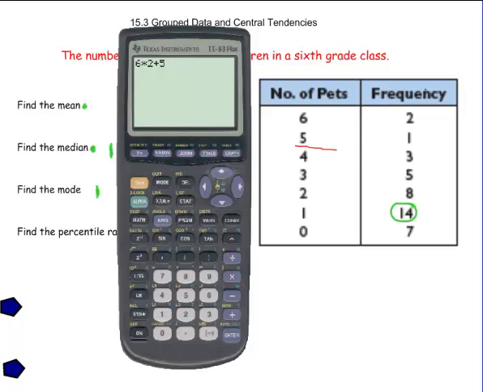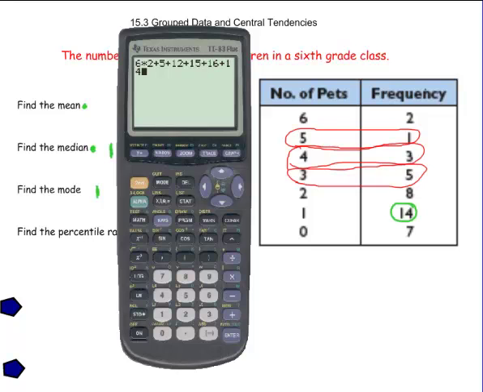See, one kid, he said he has 5 pets. 3 kids said they have 4 pets. So that's 12 pets. Plus 15. You get what I'm doing. Plus 16. Plus 14. Plus nothing. It means we had a total of 74 pets.